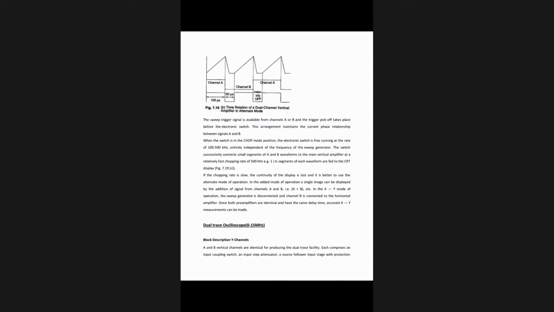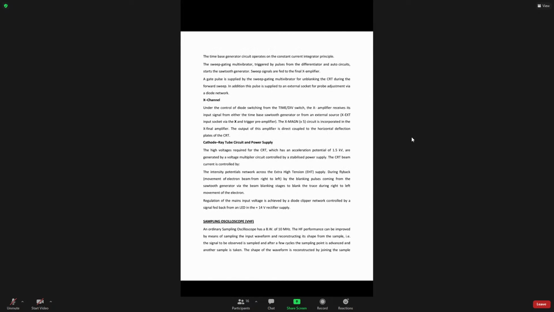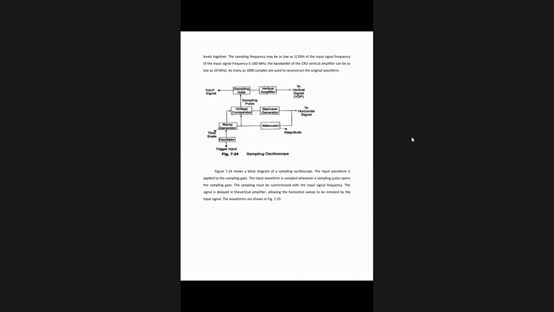So dual trace oscilloscope, 0 to 15 megahertz. You can go through this. The same thing is explained here also. So you can go through this. So there is another is the sampling oscilloscope. We can see. I think we will keep up to here only.